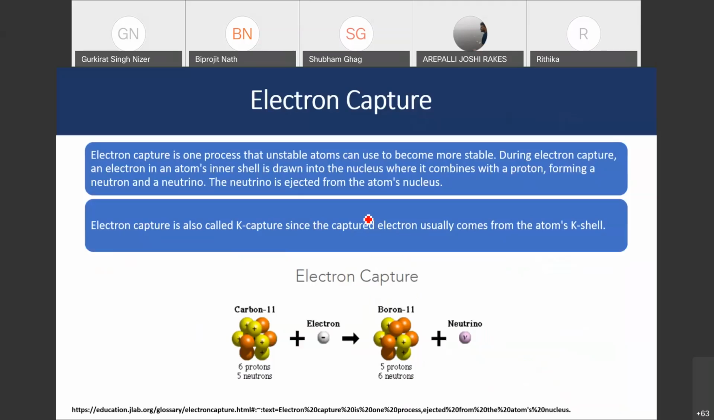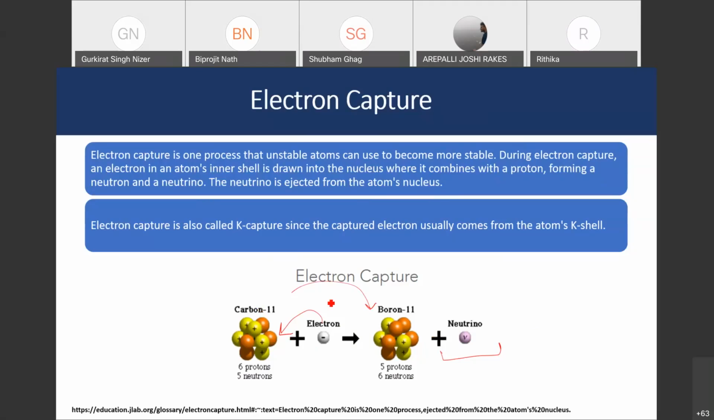So what is all about electron capture? Electron capture is one process that unstable atoms can use to become more stable. During electron capture, an electron in an atom's inner shell is drawn into the nucleus where it combines with the proton, forming a neutron and a neutrino. So this proton-rich nucleus captures this electron, converts to a daughter nucleus, and emits a neutrino. And that's all about electron capture.